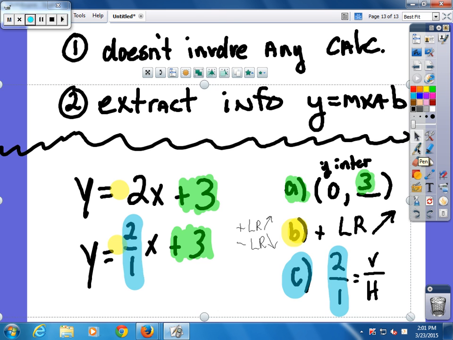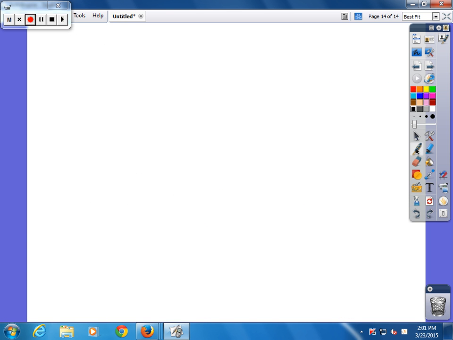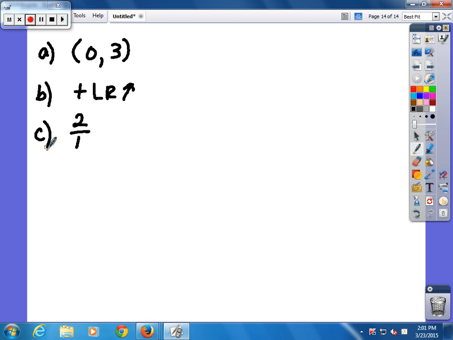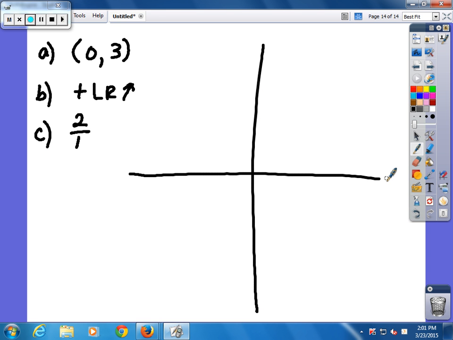Okay, so the next page. A is 0, comma 3, is that right? And B is positive, meaning left to right, up, and C is 2 over what? 1. So there's A, B, and C. And on your sheet, what does it say we do first? Plot what? Plot the y-intercept. The y-intercept always goes on the y-axis.